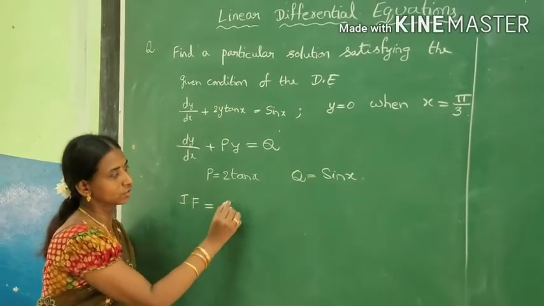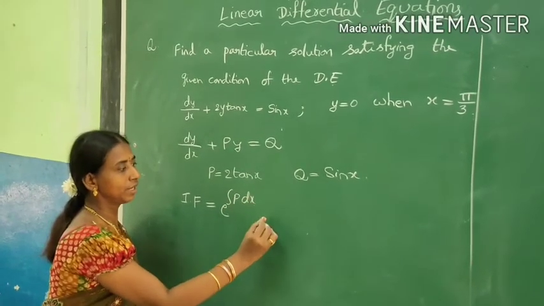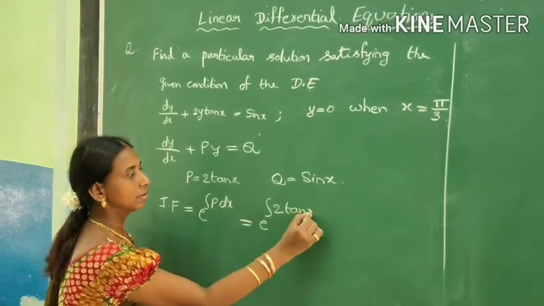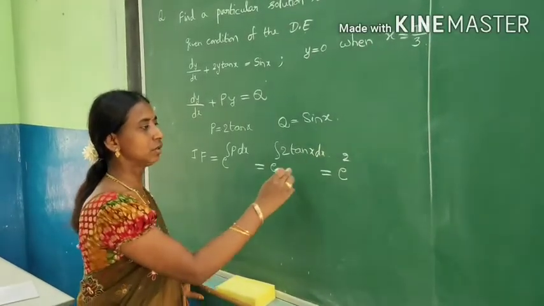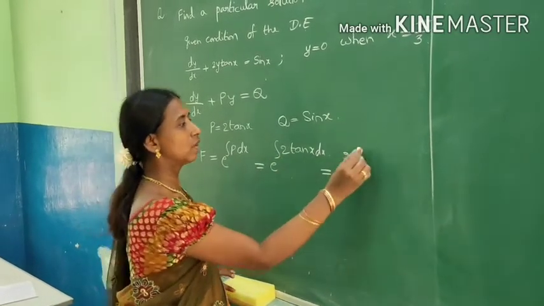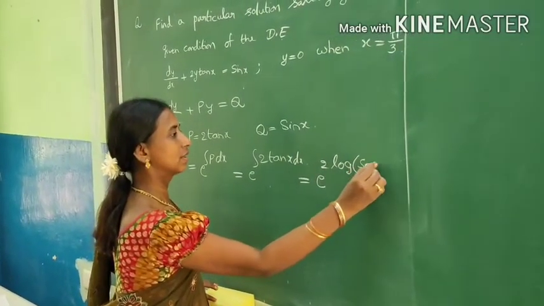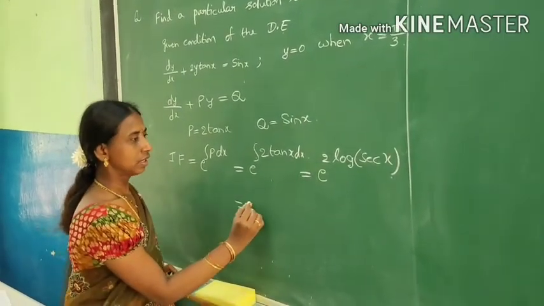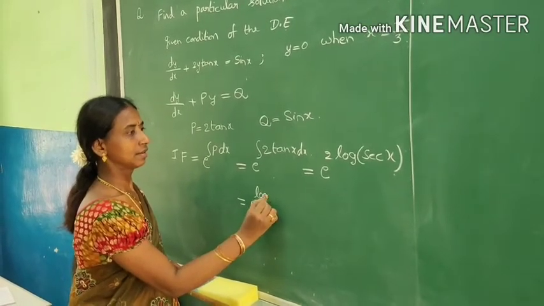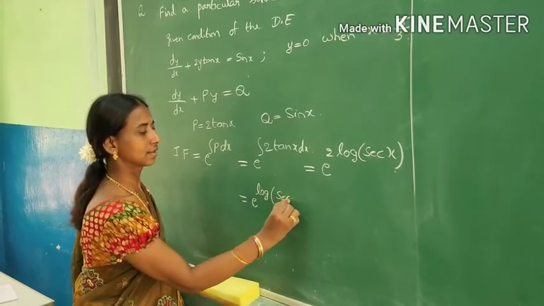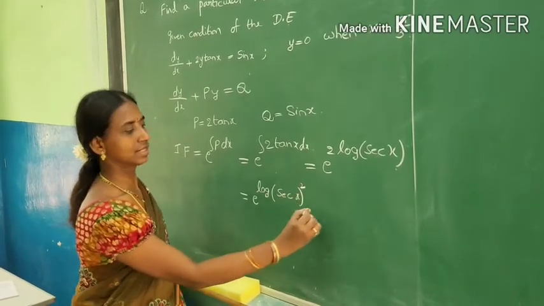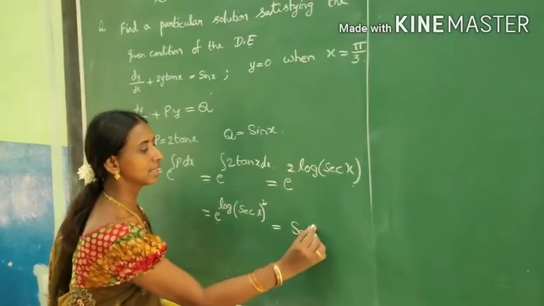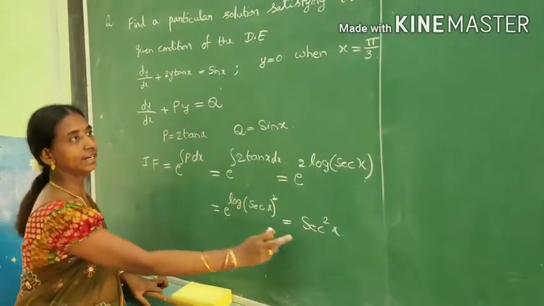Integrating factor is equal to e power integral p dx, which is equal to e power integral 2 tan x dx. This is equal to e power 2 times log sec x. Integral tan x is log sec x. This is equal to e power log sec square x, sec x whole square. That is nothing but, as e and logarithm are reverse functions, our answer is sec square x. This is the integrating factor.